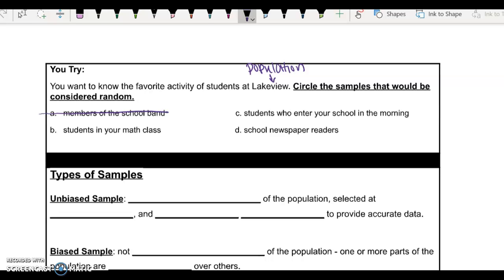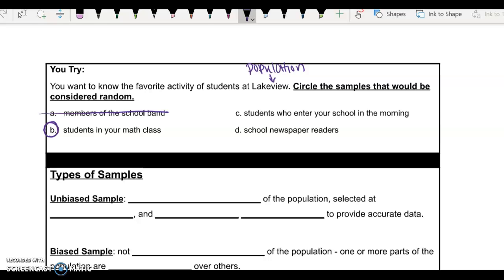Students in your math class would be random because they don't get to pick what math class they're in. They're randomly assigned to either block 1, 2, or 3. And since they're randomly assigned to that classroom, there's going to be a very broad group of students, which would be a very diverse set of different activities that students might like at Lakeview.